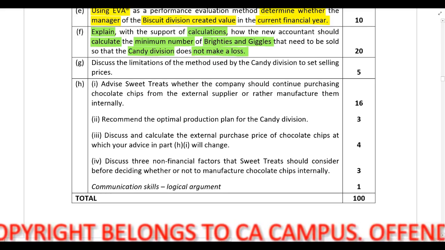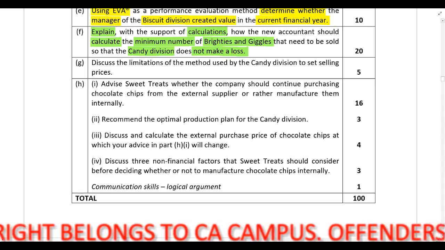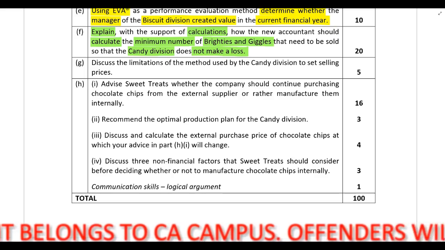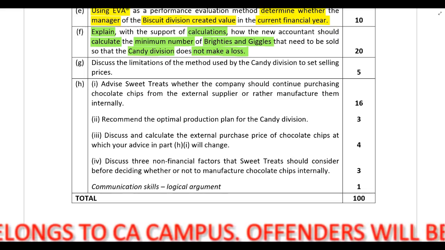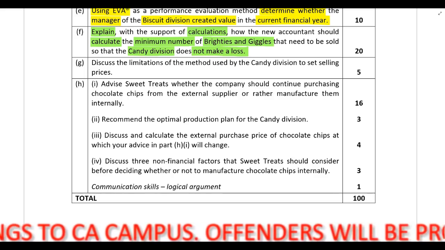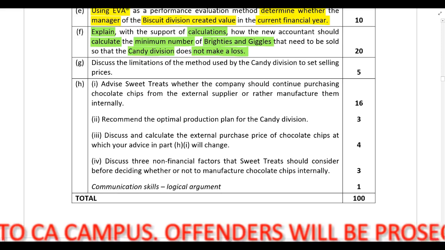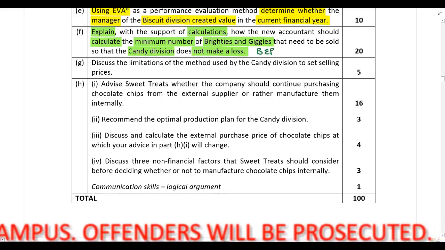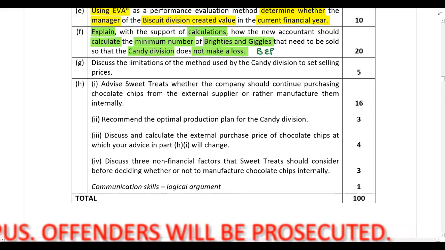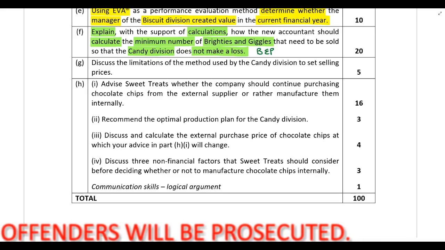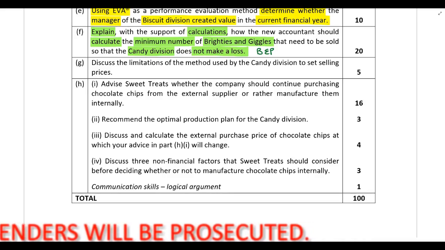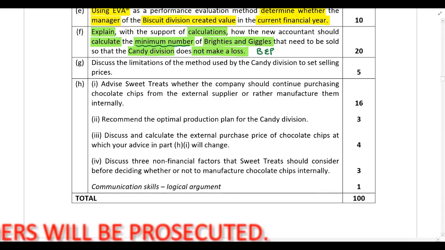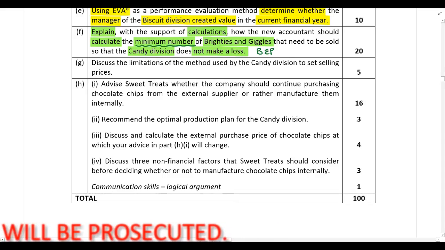So guys, if we are looking at how the accountant should calculate the minimum number of Brighties and Giggles that need to be sold so that the division does not make a loss, we are obviously looking at the calculation of the break-even point. Now, you know the break-even point can either be calculated in units or in rands, but if you look at the required over here, we need to calculate the minimum number of Brighties and Giggles. So we are looking at the calculation in units.